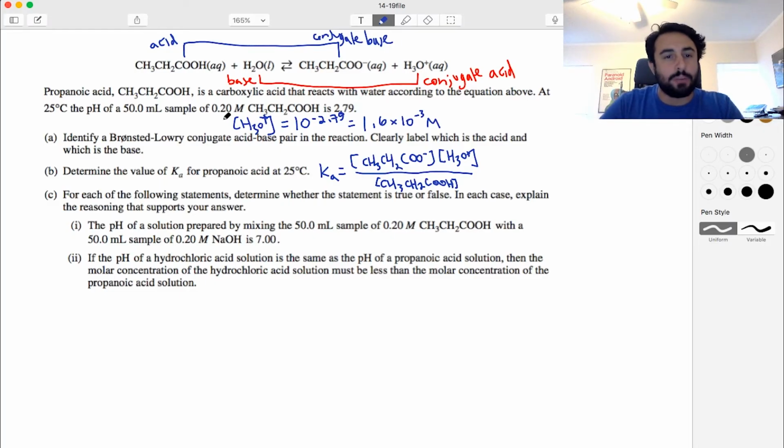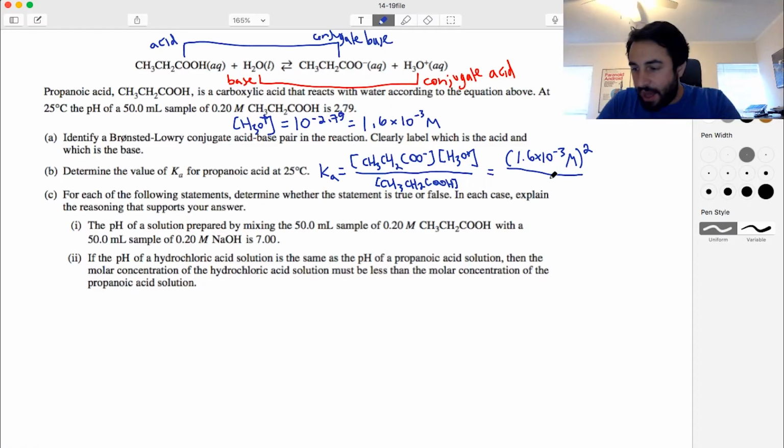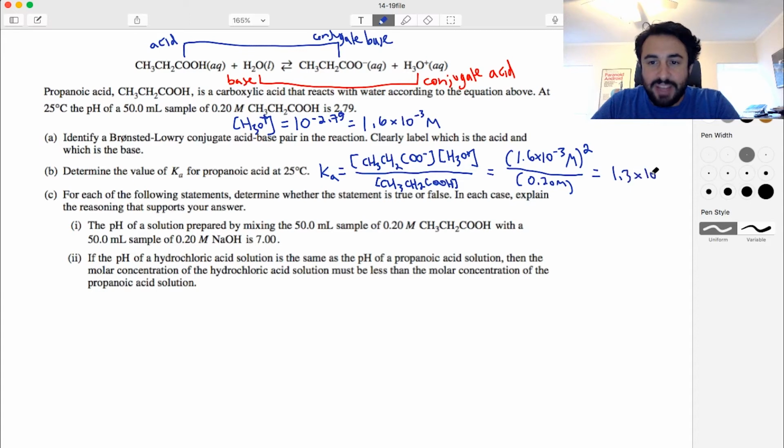And then we started with 0.2 molar propanoic acid, right? So we started with 0.2 molar, and then we got some product. And so that's all we need. Up top, we're going to put 1.6 times 10 to the negative 3 molar, and we're going to square it, right? Because it's that number times that number again, so we just square it. And then on the bottom we put 0.20 molar, and that gives us 1.3 times 10 to the negative 5. So that is our Ka.